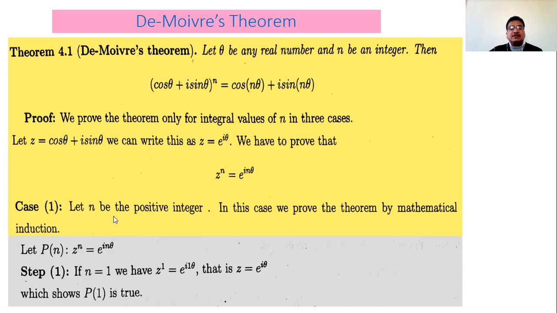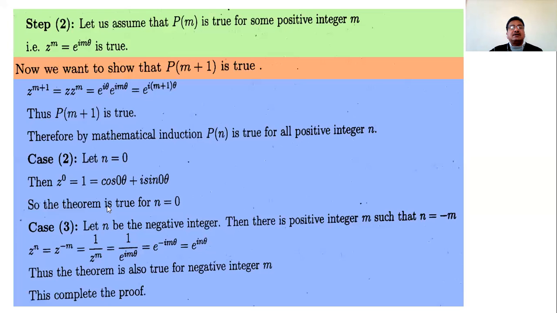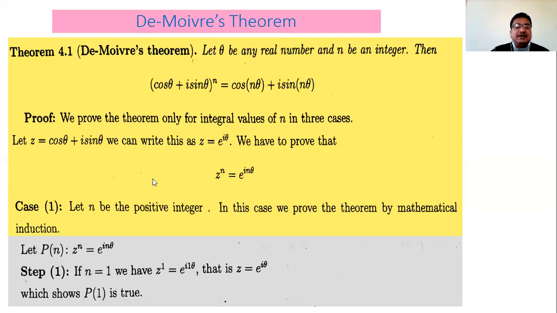So the proof is in three cases: n is a positive integer, n is 0, or n is a negative integer. So there are three cases because n is an integer, and we prove the theorem for integer values of n in these three cases.